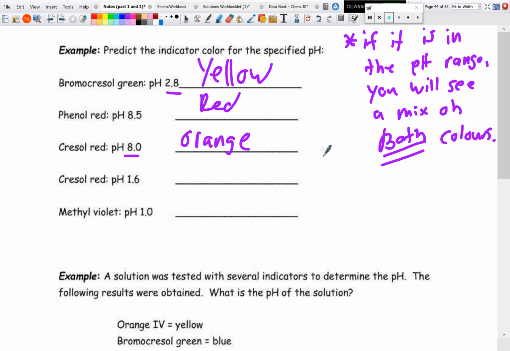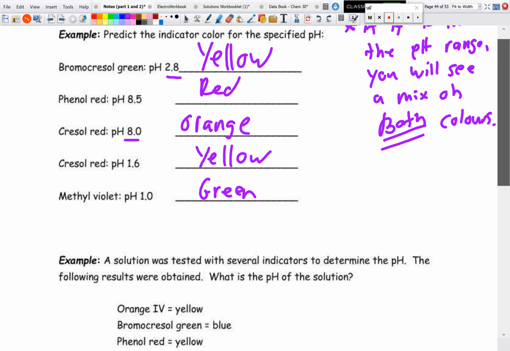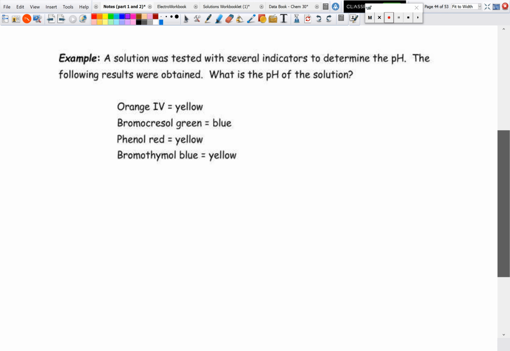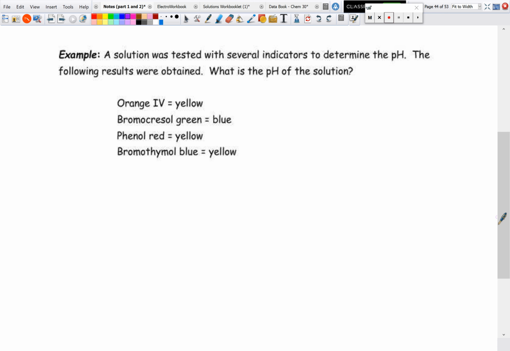All right, and then of course the last few, we see yellow. And for methyl violet, we're going to see a mixture of yellow and blue for a green color. So that is kind of how we can predict the color of a particular indicator at a certain pH. Or, like I say, we can use the colors given to us to estimate the pH of a certain solution.